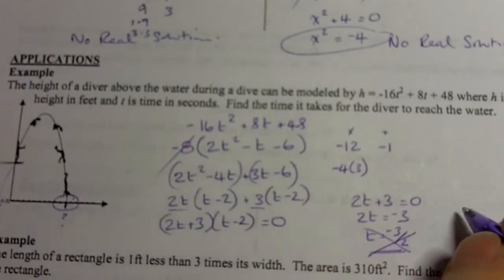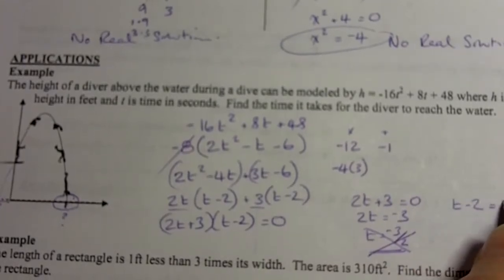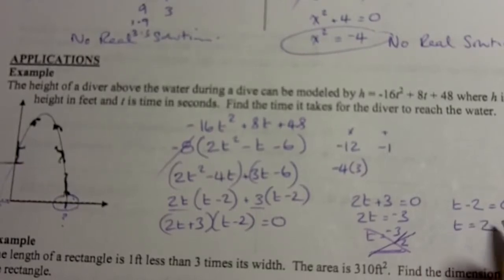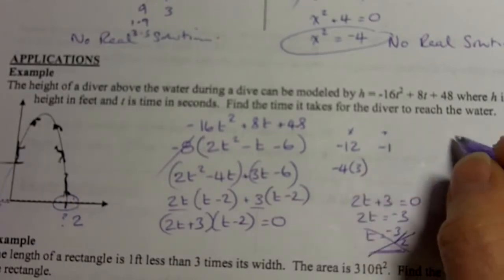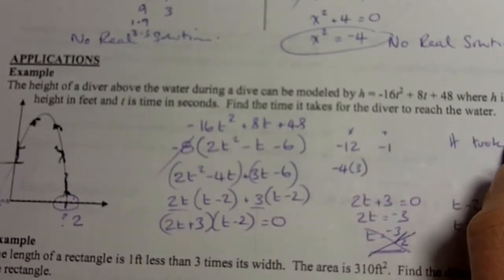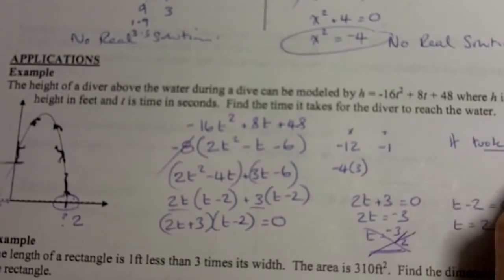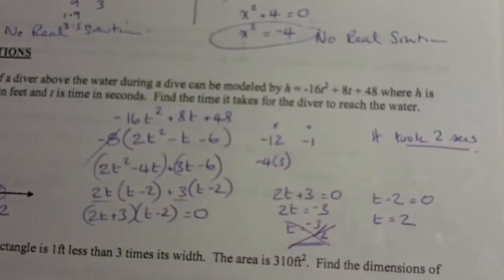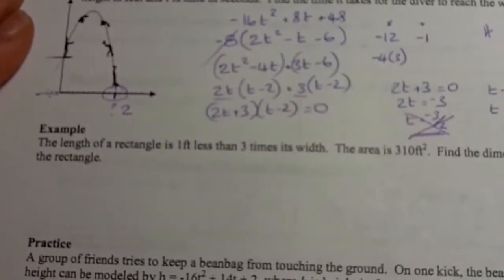We'll take our second factor, set it equal to 0, add 2 to both sides, t is equal to 2. Well, that makes a lot more sense. So, when did the diver reach the water? It took 2 seconds, would be our answer. And that makes sense.